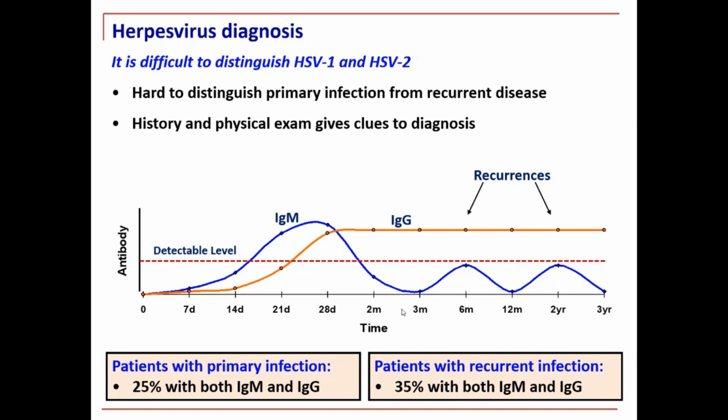As we said, a history and physical exam can give clues to the diagnosis, and then you can actually test for it. You can take vesicles, take the vesicular fluid, and culture it, or do PCR, electron microscopy, or immunofluorescence in an attempt to diagnose the herpes virus type.